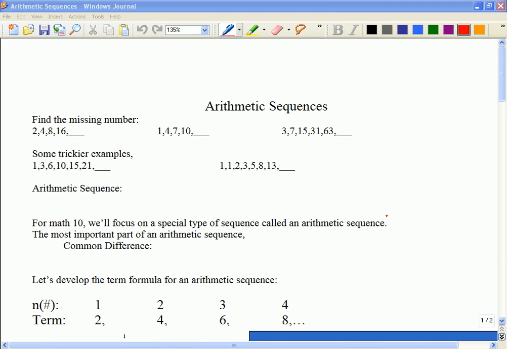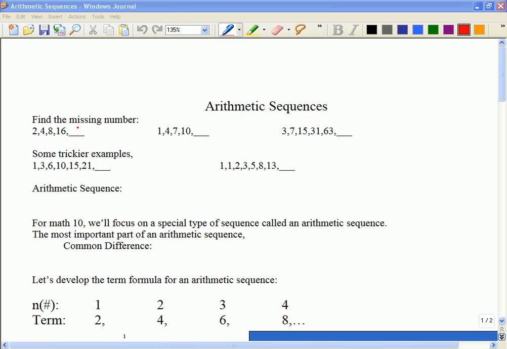Okay, so today we're going to talk about sequences, but a special kind. So first of all, do you guys remember playing this game in like elementary school? Find the missing number? When school was fun? Okay, what's the missing number? First one. Anybody want to take a shot at it?